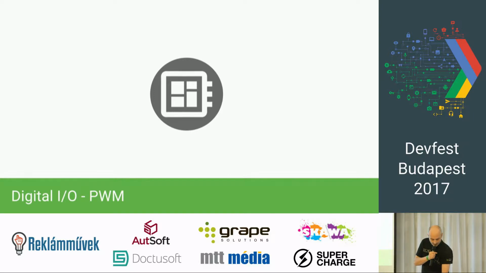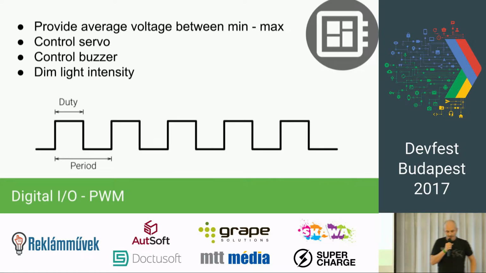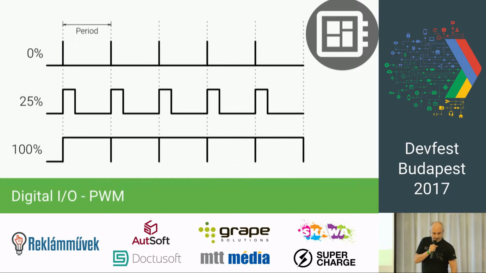Well, let's continue to PWM, pulse width modulation. You can use it to control, for instance, a servo or a buzzer or dim a light. And it is also used in low-level systems to be able to analog write a value. And you do that by setting the duty cycle and the period. For instance, if your duty cycle is 0, then there's almost no voltage going out. And as you increase the duty cycle, you see that more and more voltage is applied to the outside.